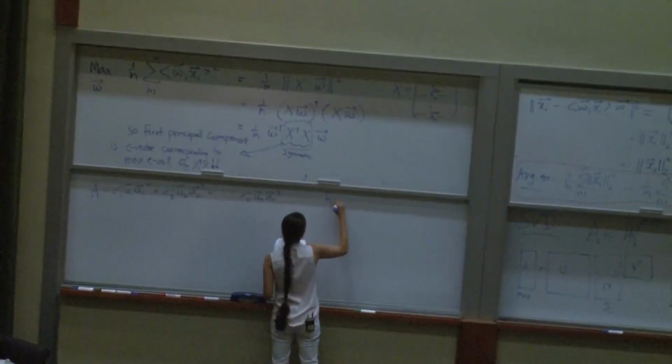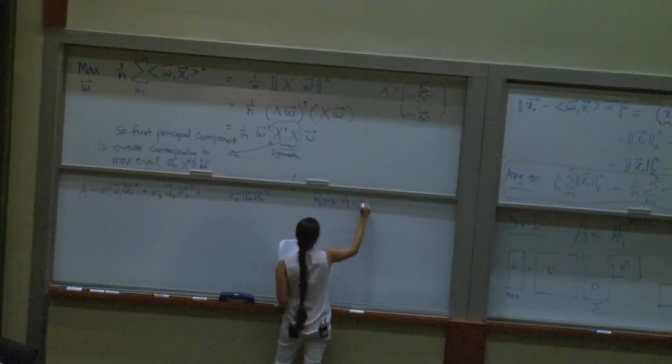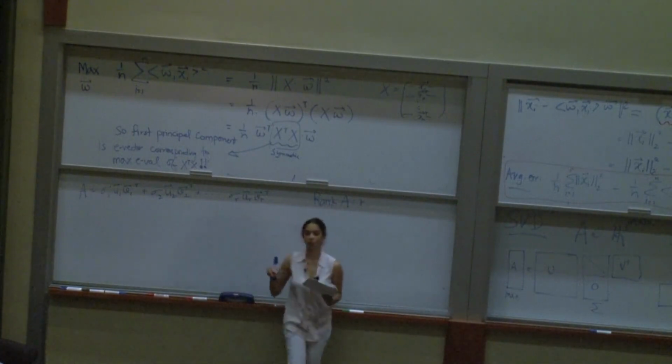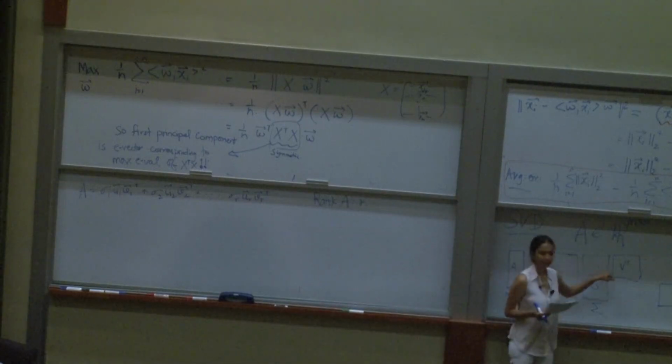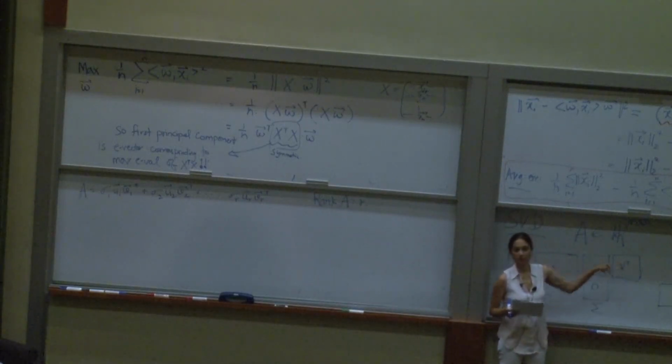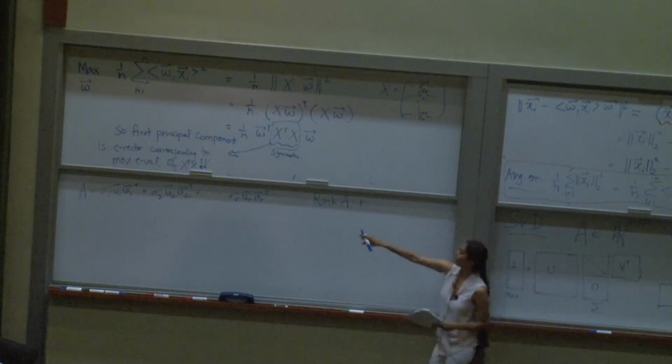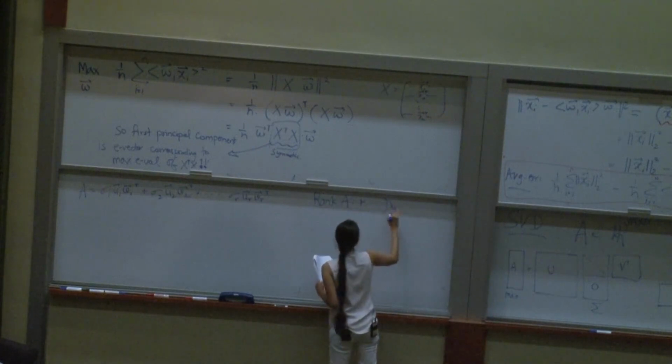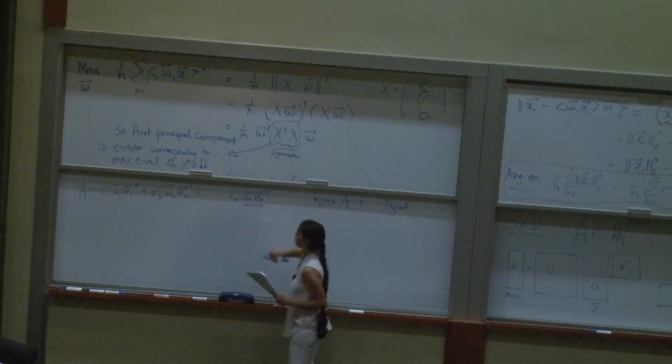Sigma 1, U1, V1 transpose plus sigma 2, U2, V2 transpose, up to sigma R, UR, VR transpose. So if I have R non-zero singular values, that means the rank of A is R, then I can write this as the following sum. And that's because every time I have a 0 here, the remaining vectors don't matter, right? And so I can write this out in this dyadic expansion, and each of these terms is called a dyad.